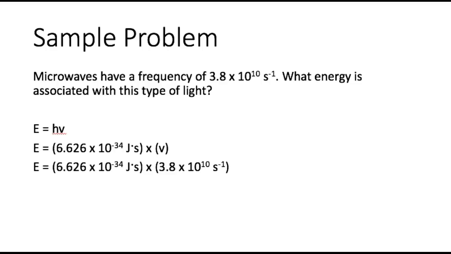So now we have 6.626 times 10 to the -34th joule seconds times 3.8 times 10 to the 10th inverse seconds. When we multiply them using the scientific function on our calculator, we get an answer of 2.5 times 10 to the -23rd joules of energy.